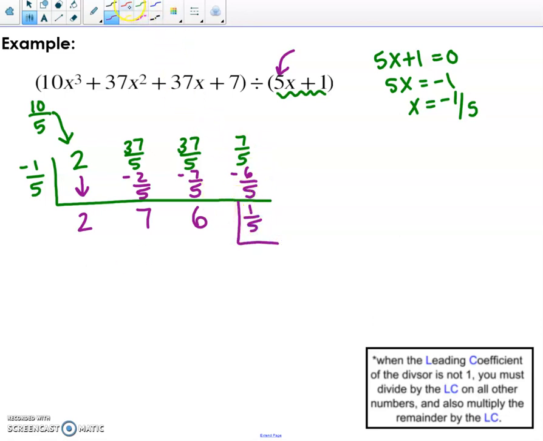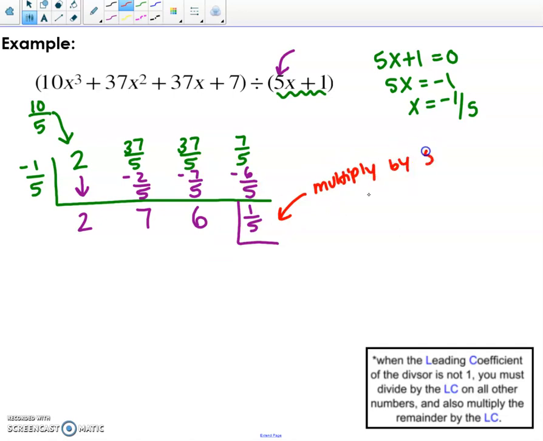The second part to this that's different as well is that once we've gotten our remainder, we have to then multiply the remainder by the leading coefficient. So the two steps that are different with this type of synthetic than when it's a leading coefficient of 1: you have to take the leading coefficient and divide all of the coefficients of the dividend by that number, and then you have to multiply the remainder by that leading coefficient. So if you're going to forget those two rules, just do this with long division and you'll get the right answer.